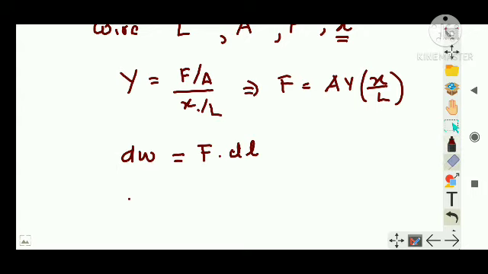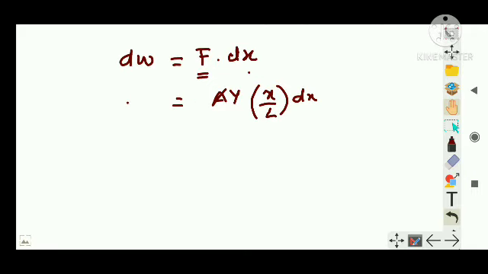Can't I write it so? Yes. Let us change dl into dx, because here I have written x. So I will say dW is equal to F into dx, where dx is a small change in the length and the corresponding work is dW. In place of F I am going to replace it with the previous equation, so it becomes AYX by L dx. Clear? Now this is a small work done for an elongation of a small distance dx.